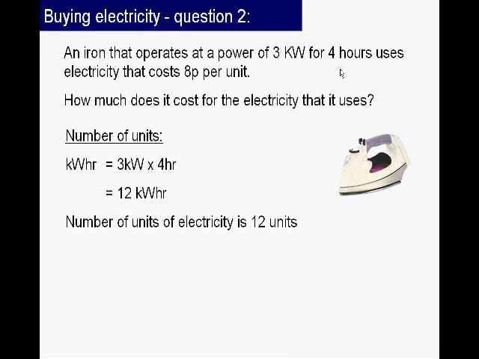So back to the question, how much would it cost to run an iron with a power of 3 kilowatts for 4 hours if it was 8p a unit? Well, we've used the formula energy equals power times time to figure out that we've used 12 units. And now it's just a case of timesing those 12 units by the 8p per unit, which gives us an answer of 98p.